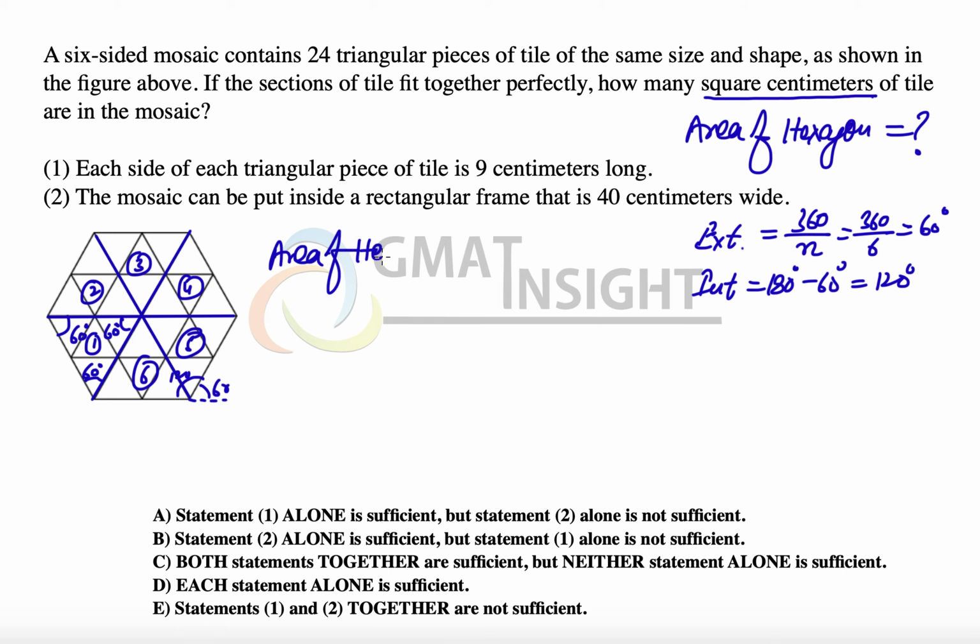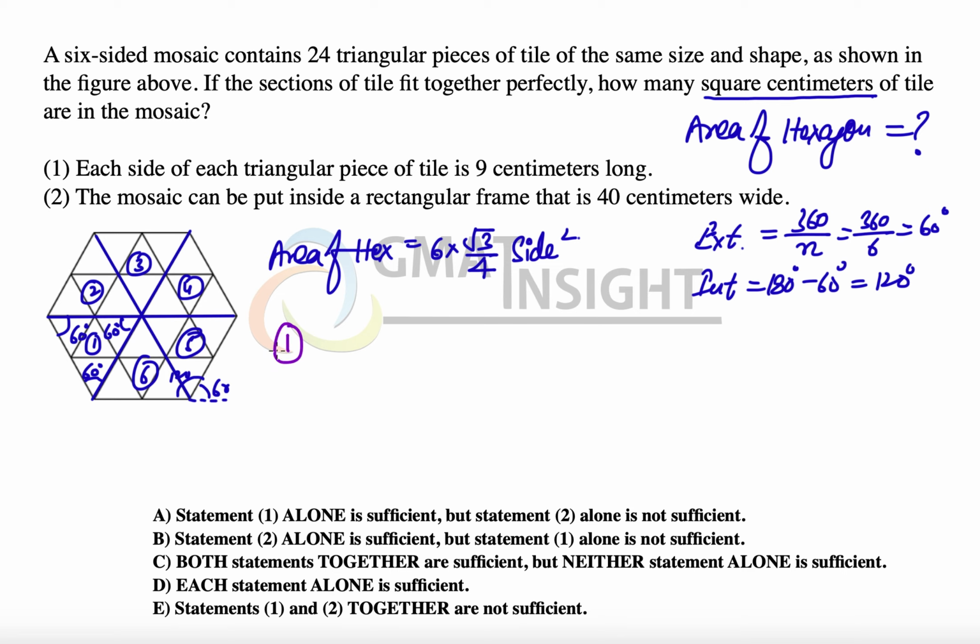which means the area of a regular hexagon is given by 6 times the area of an equilateral triangle, and each equilateral triangle has area equal to root 3 by 4 of side square. So if you could find the side of any one of these bigger triangles, the blue triangles, then we can find out the answer. Because the side of this bigger blue triangle is equal to twice the side of this small triangle, any one piece of information will give us the answer.